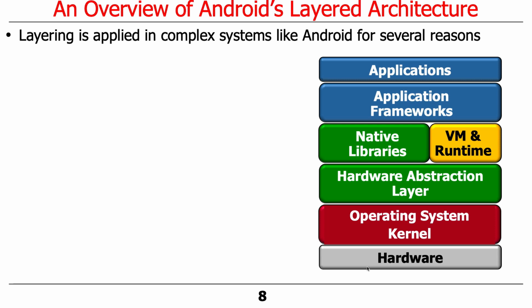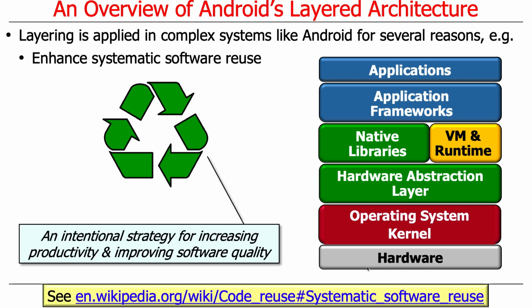Why does Android use layering? The real question here is why would complex systems use layering in general, but we'll use Android as the example here to make the points concrete. Well, there's a couple reasons for this. Number one is it obviously enhances systematic software reuse.